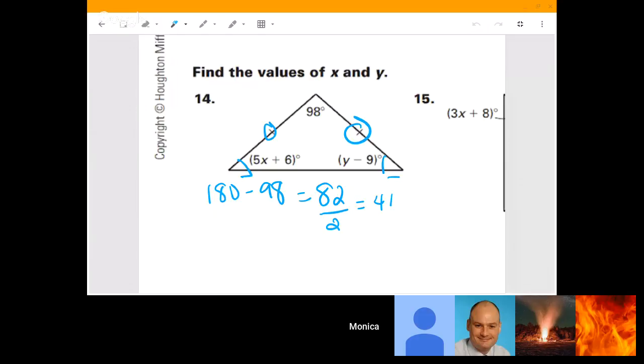So now you can set 5x plus 6 equal to 41 and y minus 9 equal to 41 and solve for both your variables. Does that make sense? Okay, good.